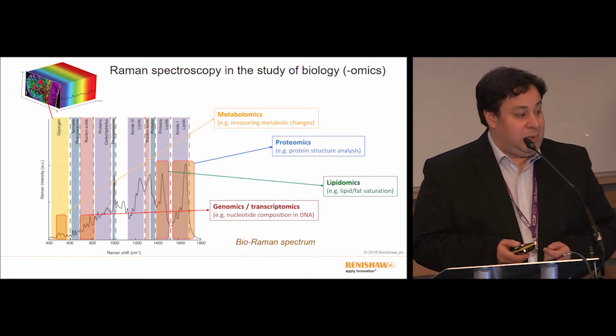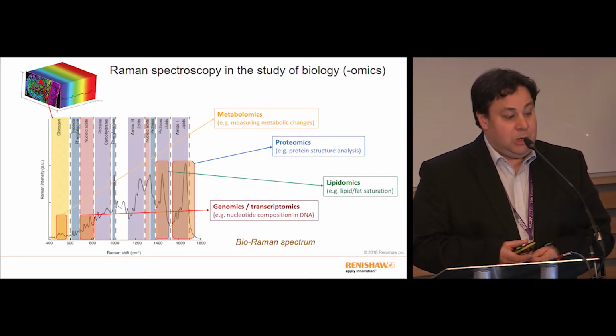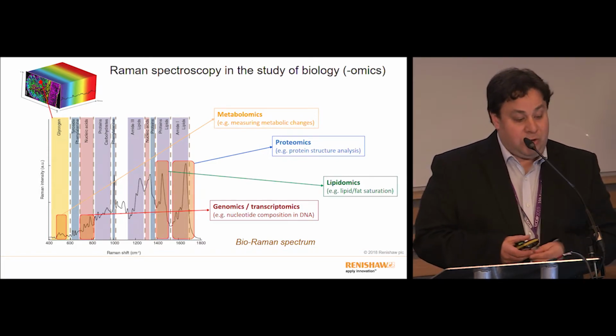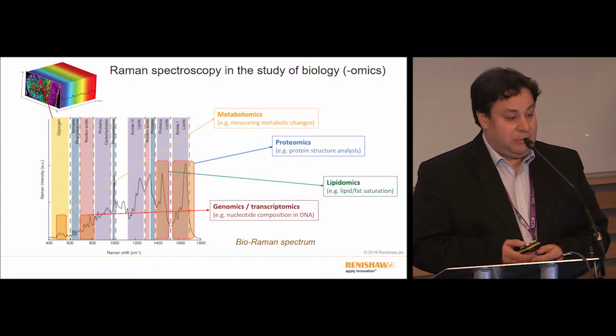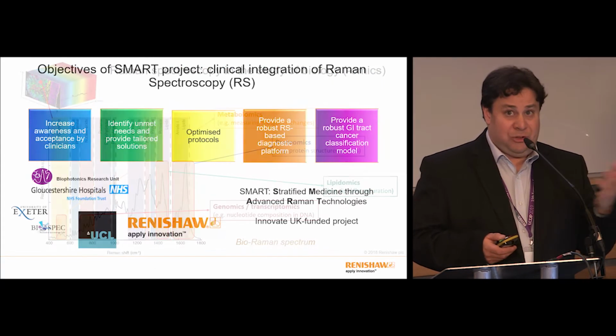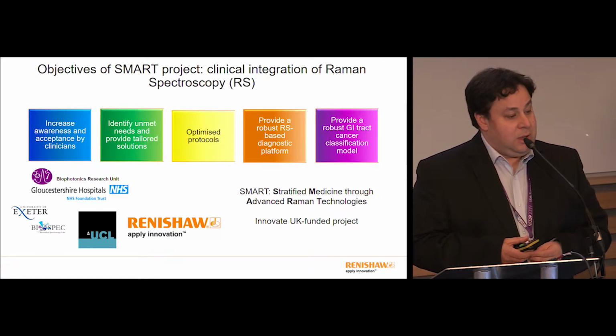This is the kind of information we get from a single pixel because we've got the hyperspectral data cube. We can get information about metabolomics, proteomics, lipidomics, and genomics, as well as a wealth of other information about the texture. And we can associate that with the H&E slides and the IHC slides.